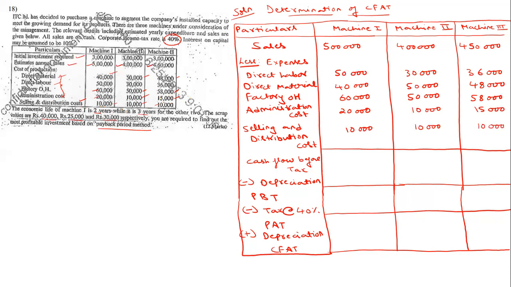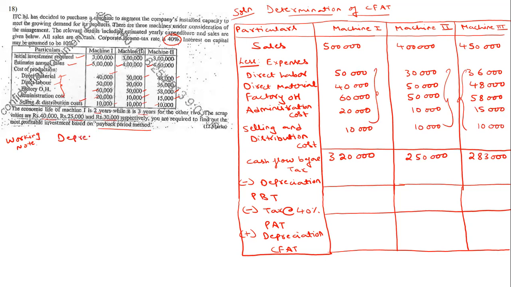And now, if you deduct all these costs from the sales, you will be getting a cash flow before tax, and that happens to be 3,20,000 for machine 1, 2,50,000 for machine 2, and 2,83,000 for machine 3. Now we need to know what is the depreciation for machine 1, machine 2, and machine 3.